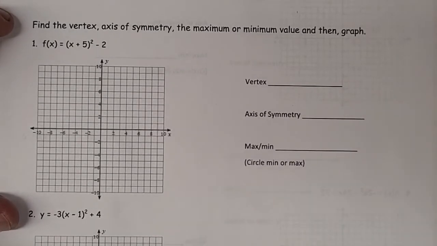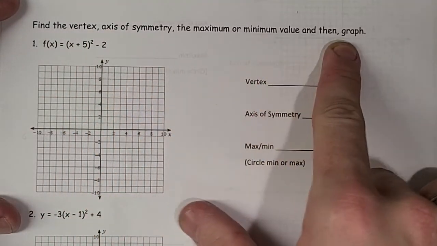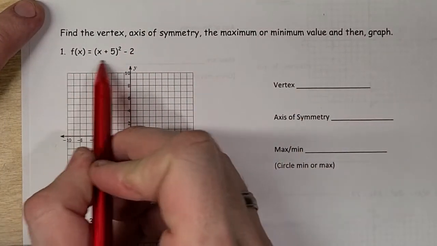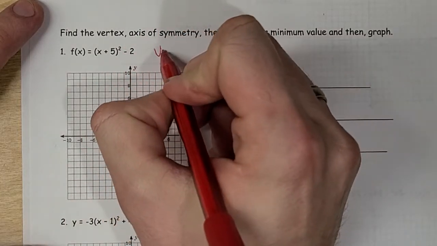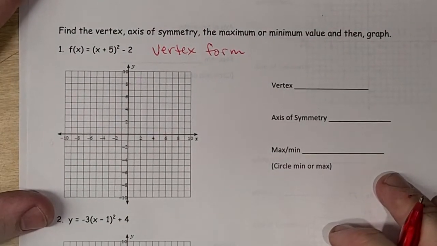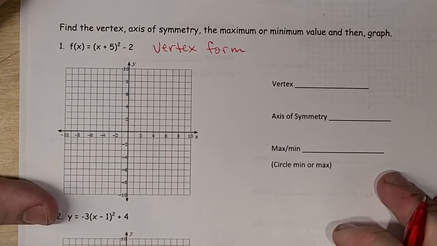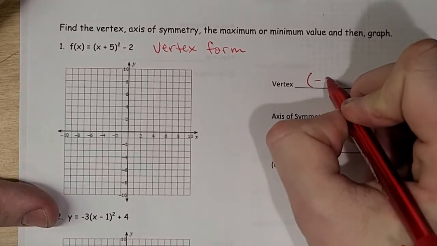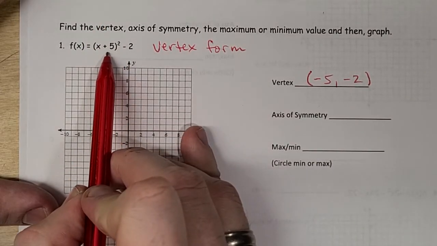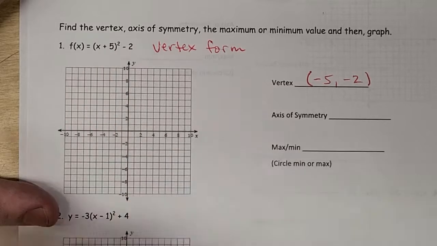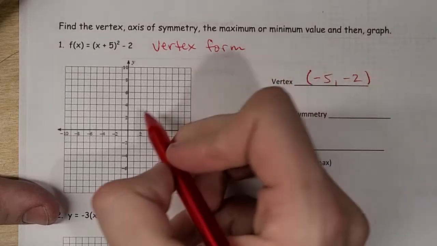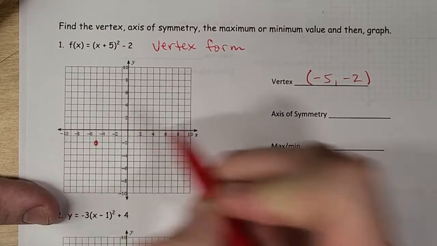So, first one: find the vertex, axis of symmetry, the max or min, and then graph. Now, you need to be able to answer this question first. What form is this written in? This is written in vertex form. And that's nice because the vertex is going to be very quick to find. Your vertex in this case is -5, -2. The way I got that is the opposite of the inside number, comma, the outside number, every time for vertex form. Real quick, right? I don't care if you graph that right now or if you graph it in the end, but I know that's going to be my vertex.